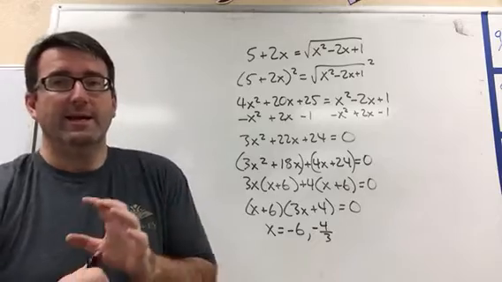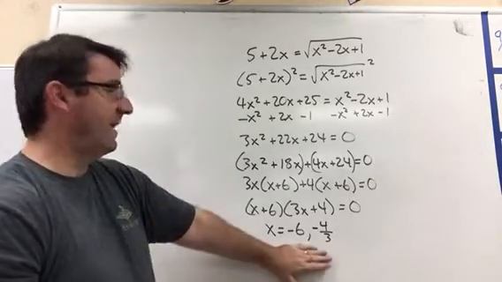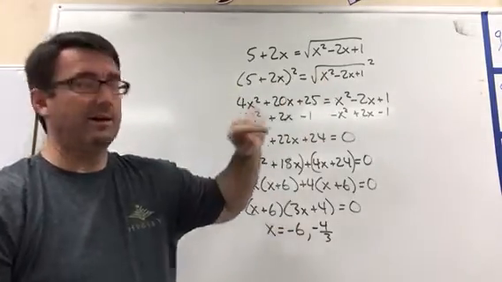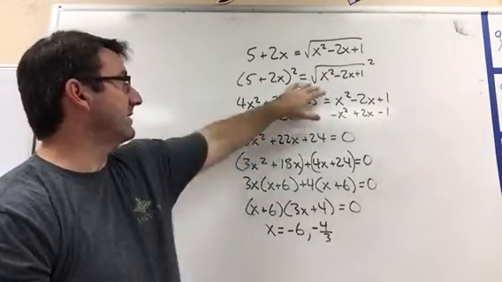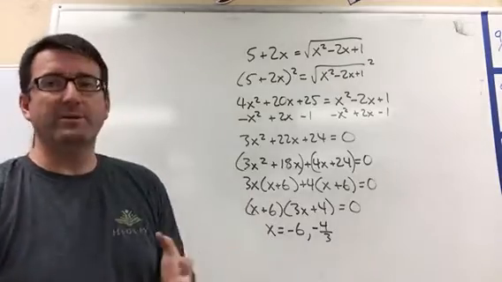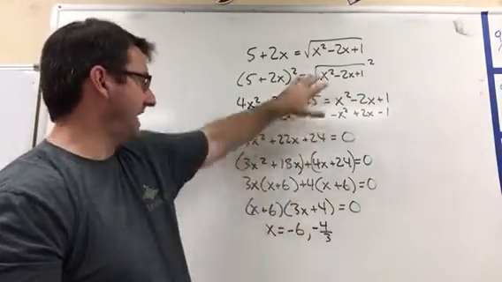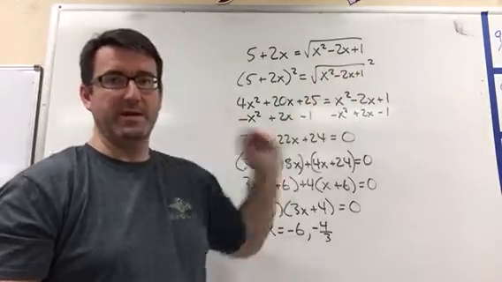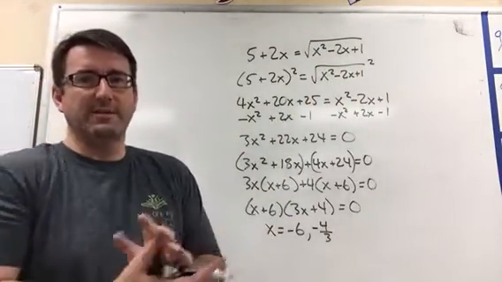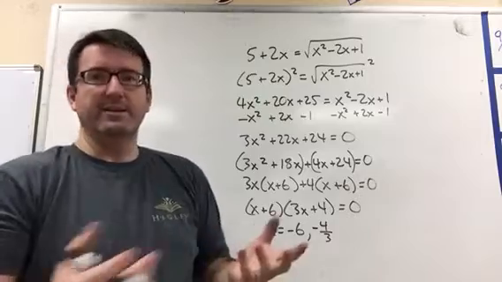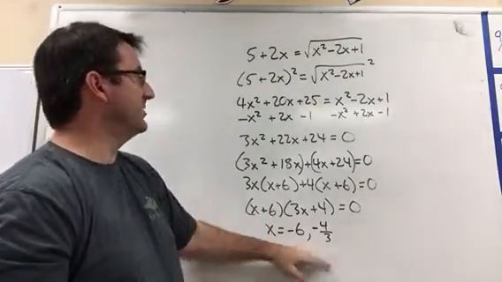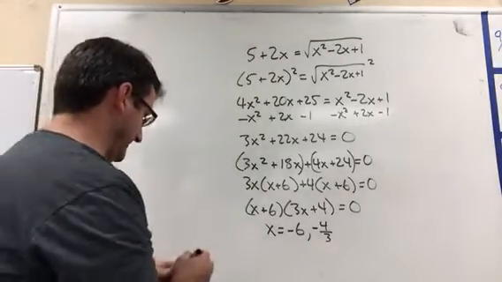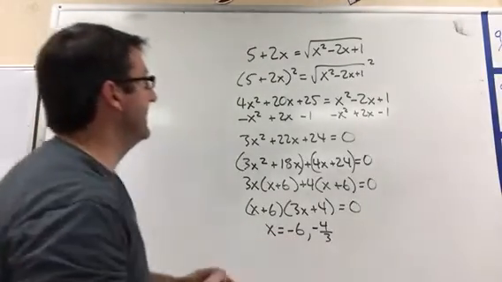All right. Now, we've found some solutions, but remember, whenever we're solving radical functions, we're always going to want to go back and check our solutions, because whenever we square both sides of an equation, sometimes that gives us some extraneous solutions, some solutions that don't actually work when we plug them back in. So let's try these. Let's plug in negative 6.